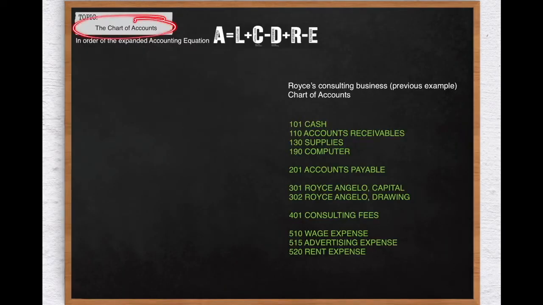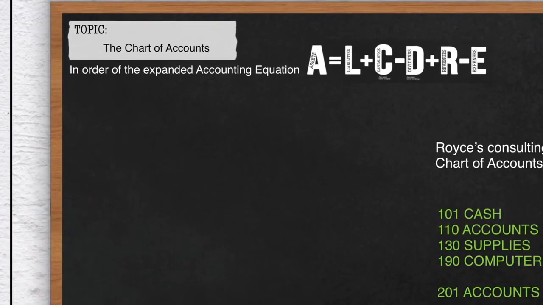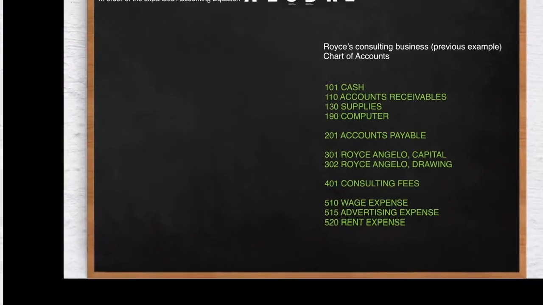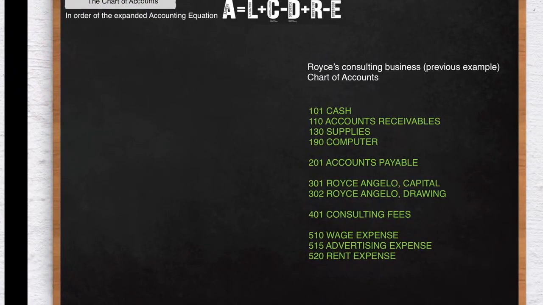Let's get into it. The chart of accounts. What's a chart of accounts? What's a numbering system for accounts? It's going to be in order of the expanded accounting equation. If you recall, the expanded accounting equation is assets equals liabilities plus capital stock or capital minus dividends or drawing plus revenue minus expense. We're going to use our previous example for Royce's consulting business for the chart of accounts.